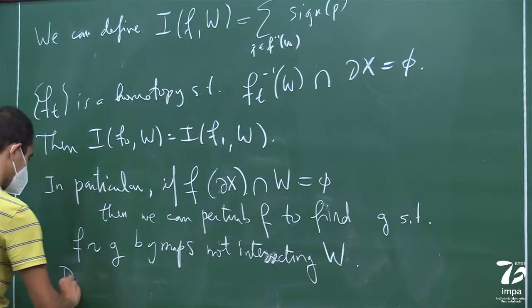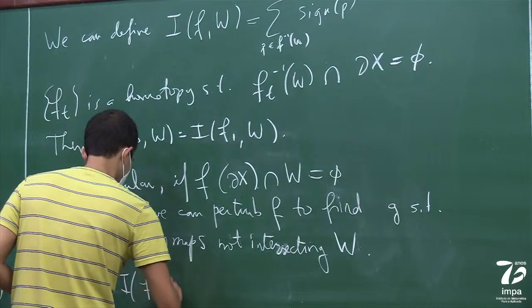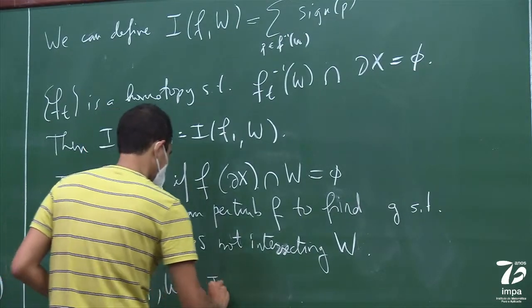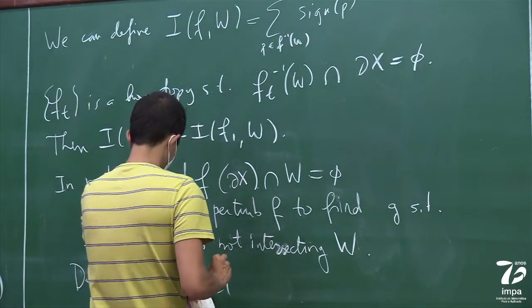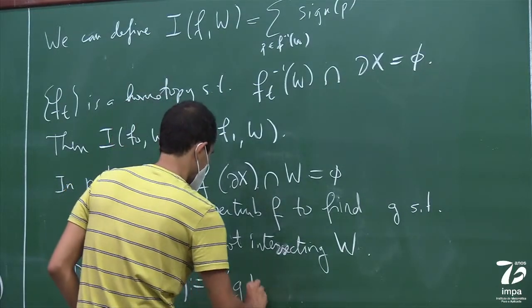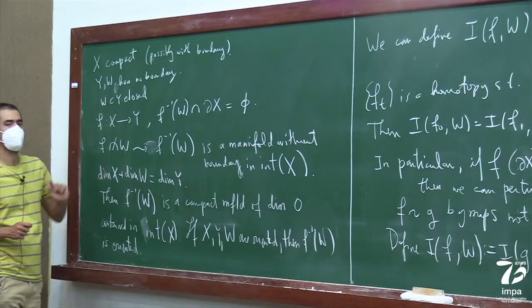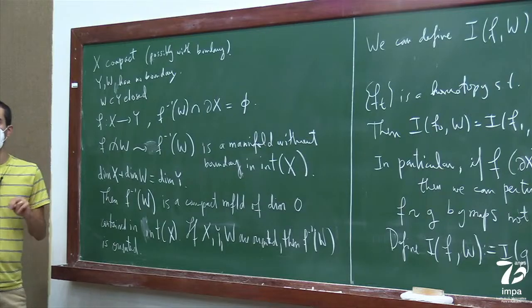And then we can use g to define the intersection number. So then define the intersection number of f and W to be the intersection number of g and W. Okay? I mean, it's the easiest to think about the case where W has dimension 0, and X and Y have the same dimension. So the case of the degree.